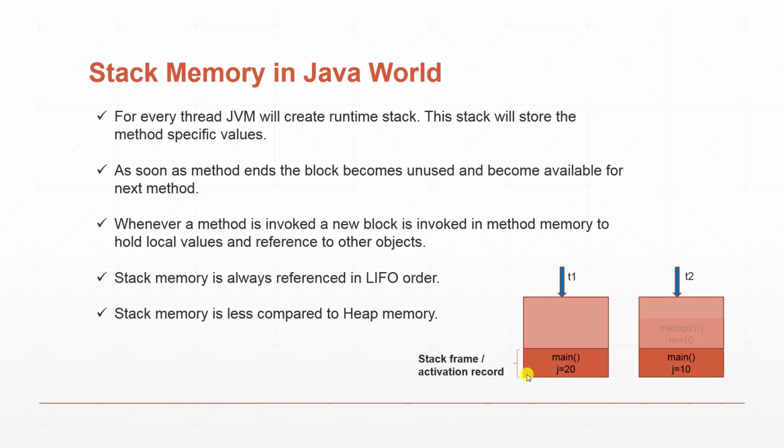So as shown in this diagram, there is a stack frame for the main method for thread 1. There is a stack frame for the main method and a method which the main method calls internally, say method 1, for thread 2. And as soon as the method execution completes, say method 1 execution completes, the block becomes available for the next method. Also a point to note, stack memory occupies less space compared to heap.